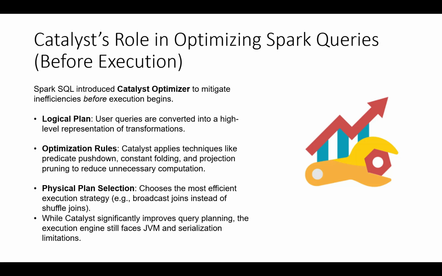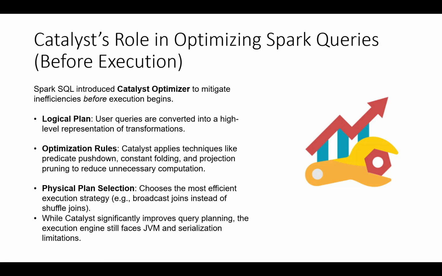Now, when a logical plan is created, the user query is converted into a high level representation of all the transformations that are written in the code. Once the logical plan is created, then Catalyst, which is an optimizer provided by Spark, comes into play. What will Catalyst do? It will apply optimization rules like predicate pushdown, constant folding, and projection pruning. And what are these? These are basically done to reduce any computation overhead.